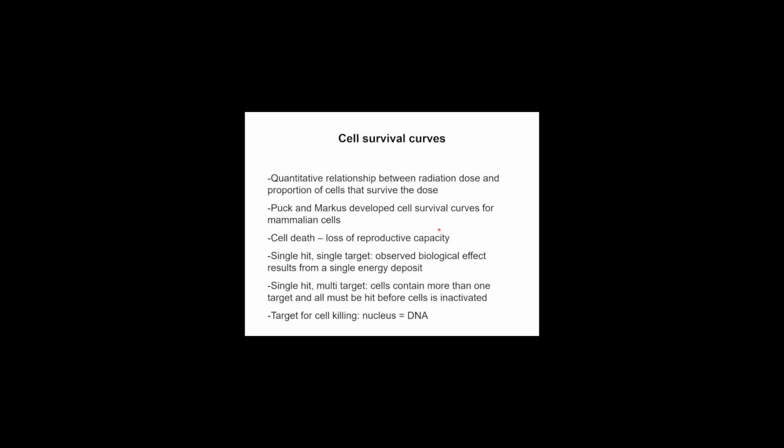Okay, so what's a survival curve? It is defined as the quantitative relationship between dose and the proportion of cells that divide. Puck and Marcus developed it. Our measure of cell death is the loss of reproductive integrity. The target for cell killing is the nucleus, its DNA. And now we come to this target theory model. Single hit, single target, single hit, multi-target. I don't think you need to know anything about the target theory model except what does a single hit, single target curve look like, and what does a single hit multi-target curve look like, and when do you find them?